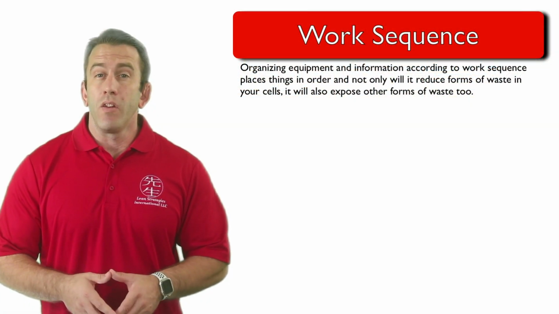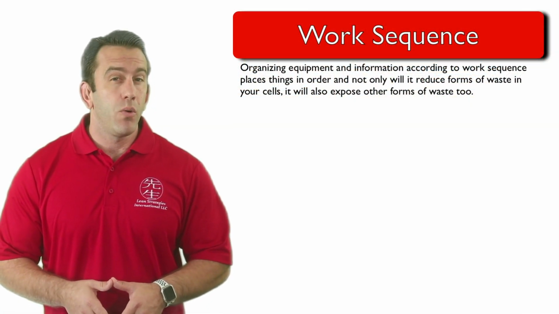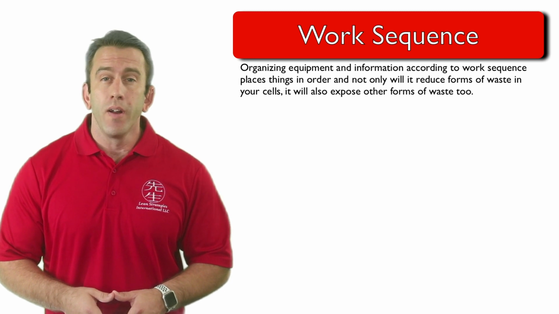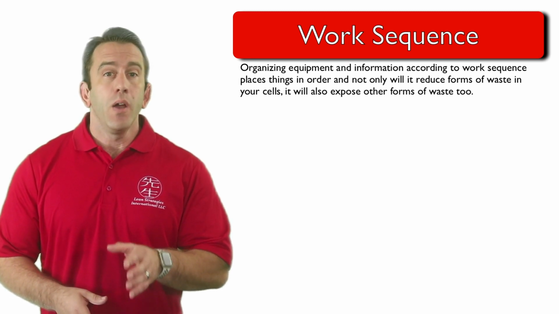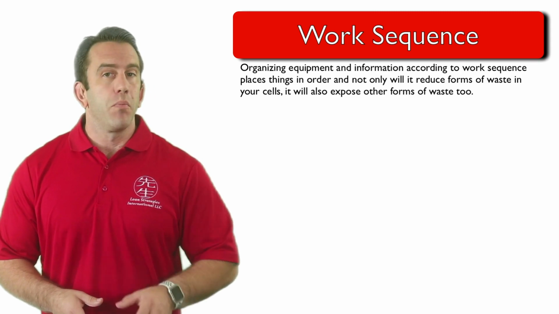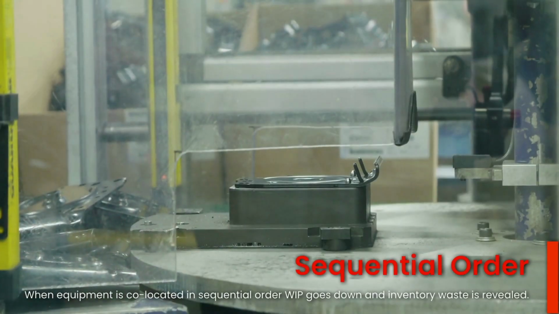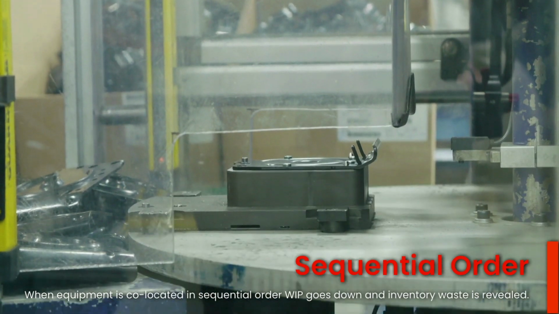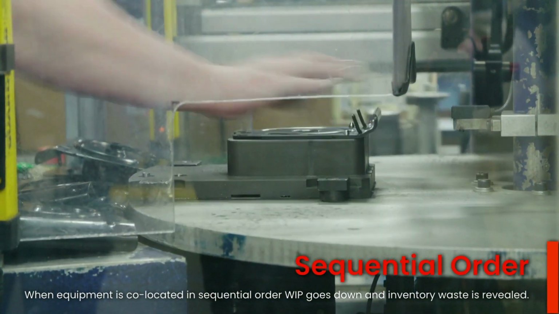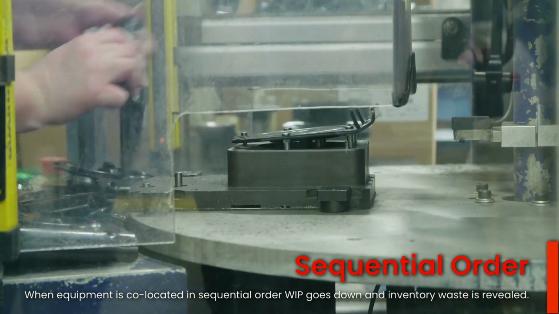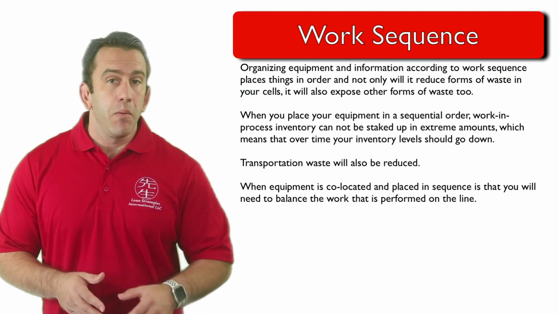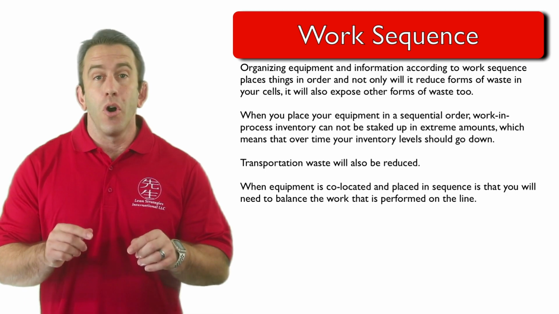Organizing equipment and information according to work sequence places things in order, and not only will it reduce forms of waste in your cells, it will also expose other forms of waste too. For example, when you place your equipment in a sequential order, work in process inventory cannot be stacked up in extreme amounts, which means that over time your inventory level should go down.